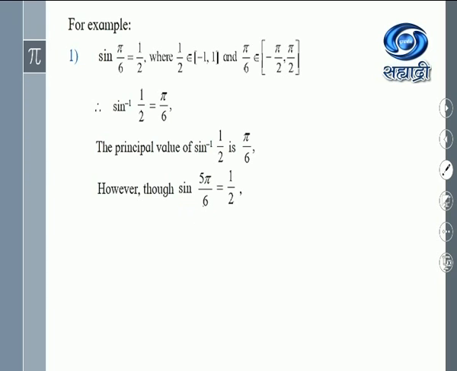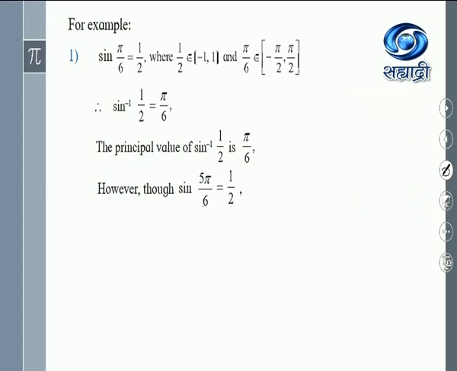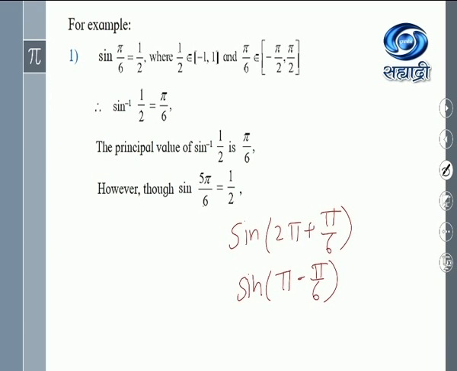Now let us see what about sine 5 pi by 6. Why we consider this value? I'll show you. See, we split that 5 pi by 6 like this: sine of 2 pi plus pi by 6. This is also considered, and one more is sine of pi minus pi by 6. Both we will consider. Now see, this difference is 6 pi minus pi, which is equal to 5 pi by 6, right?